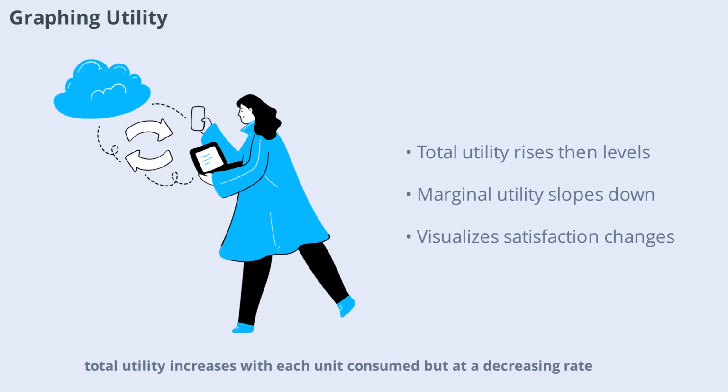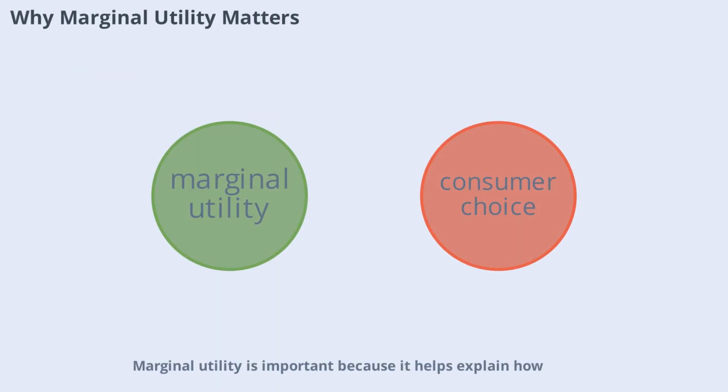Typically, total utility increases with each unit consumed, but at a decreasing rate. Marginal utility, on the other hand, usually slopes downward, reflecting the law of diminishing marginal utility. These graphs help us see the relationship between the number of units consumed and the satisfaction gained, making it easier to analyze consumer decisions.